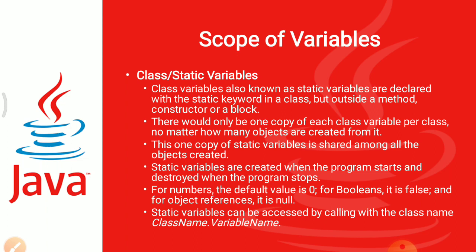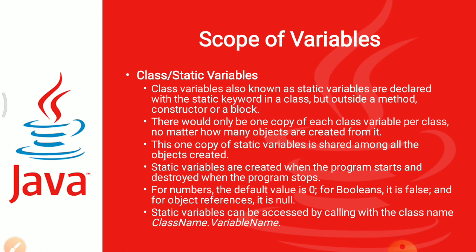One copy of a static variable is shared among all the objects created. Static variables are created when the program starts and destroyed when the program stops. For numbers, the default value is 0. For boolean, it is false, and for an object reference, it is like an instance variable.